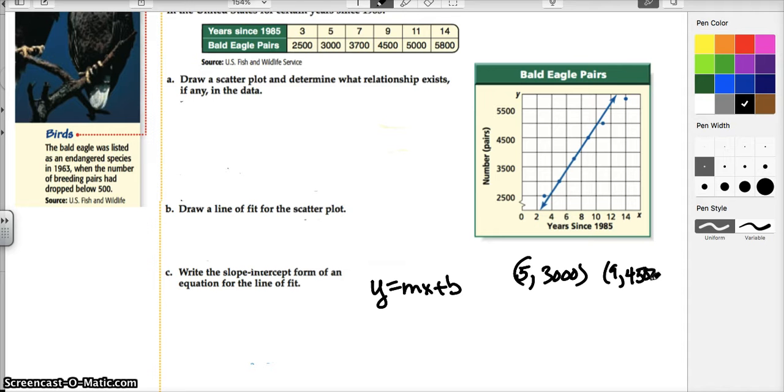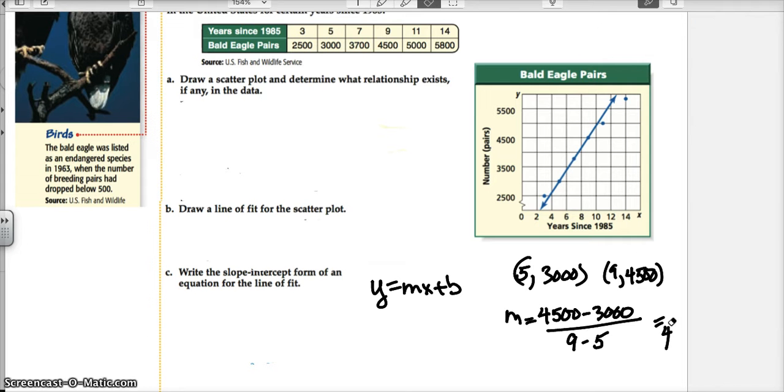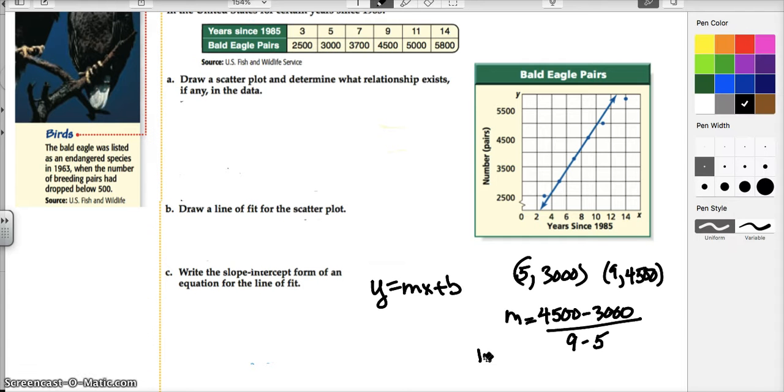All right, so with that, all I need to do is the thing that I've been doing for a long time in this chapter, which is finding the slope of the line, then I find the y-intercept, then I've got the equation. So the slope is going to be change in y over change in x. So that's 4,500 subtracting 3,000, all of that over 9 minus 5. And so I get a 4 in the denominator, and in the numerator, I get 1,500.